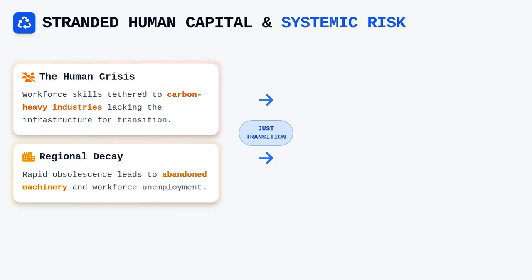Just transition principles emphasize that the phase-out of high-emission activities must account for these social externalities, ensuring that economic shifts do not exacerbate inequality or regional decay.